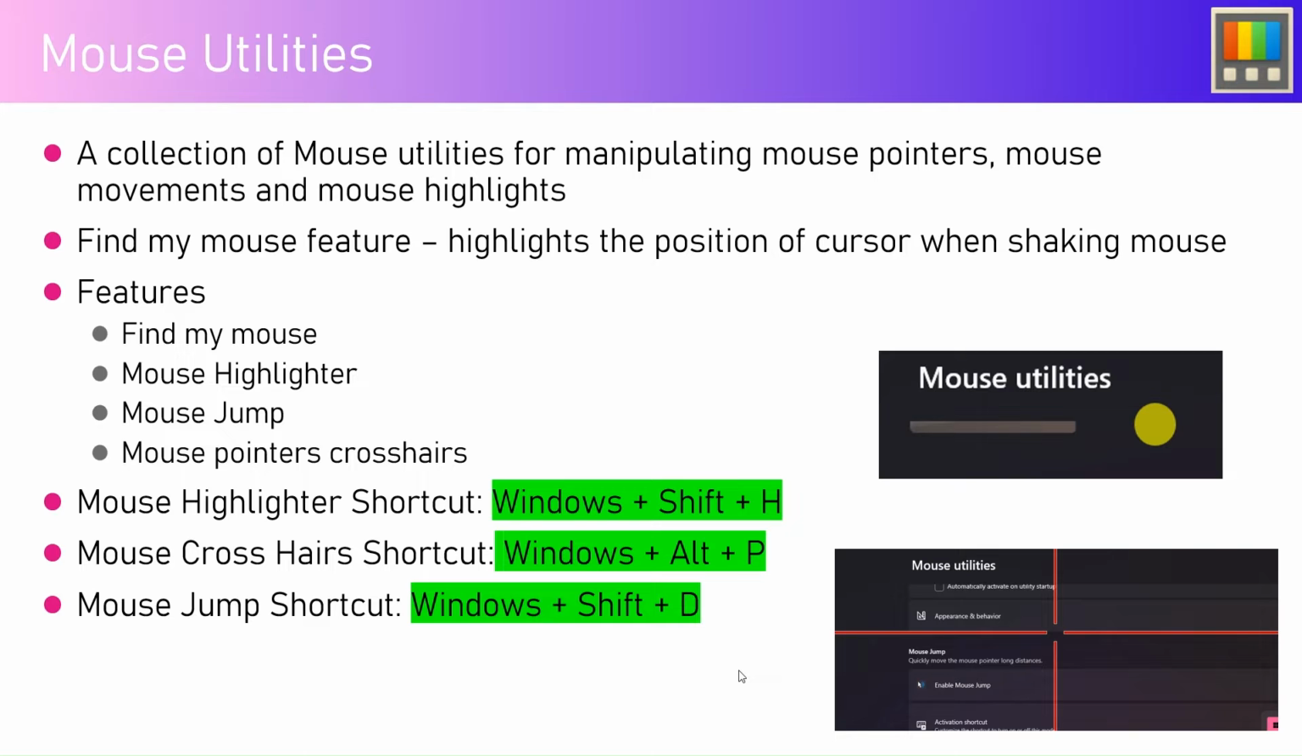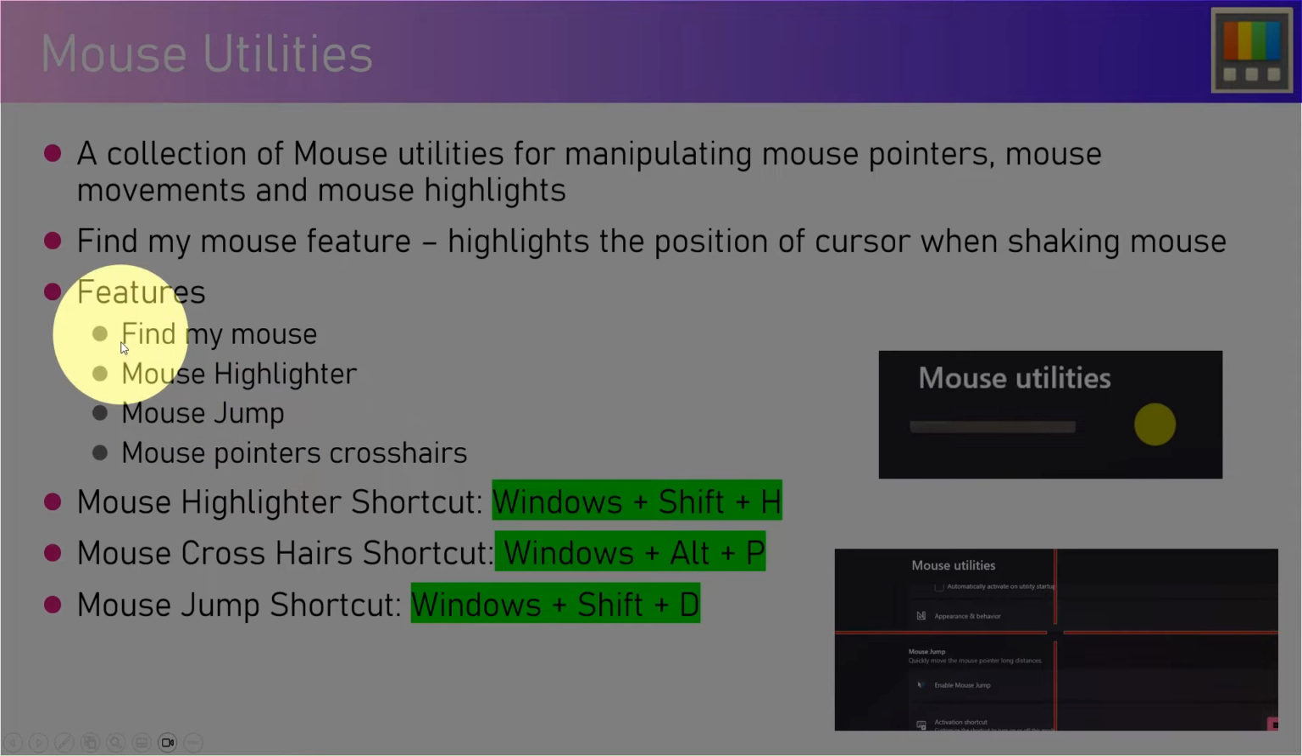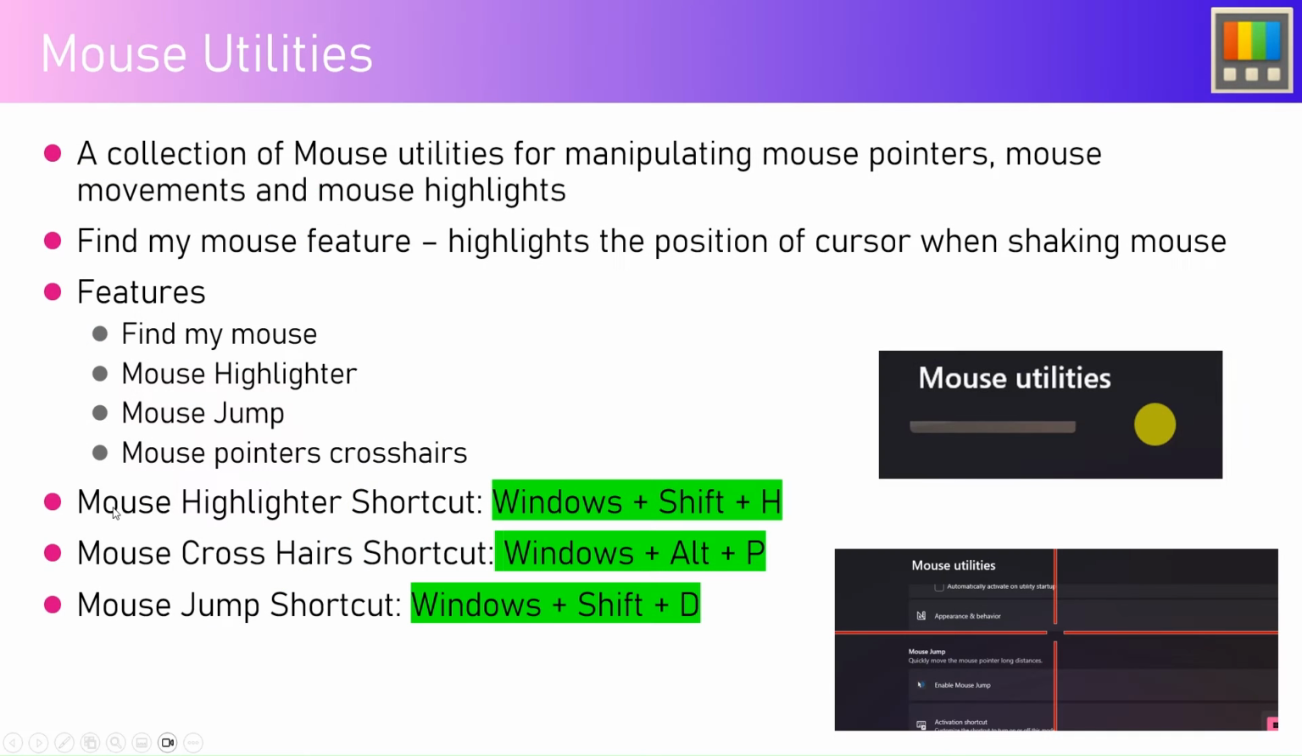Now, the features within mouse utilities are find my mouse, mouse highlighter, mouse jump, mouse pointer crosshair. As you see on the screen, I have highlighted something with the mouse pointer. I have activated my shortcut and that's why I'm able to show you this. Mouse highlighter shortcut, Windows Shift H; mouse crosshair shortcut, Windows Alt P; and mouse jump shortcut, Windows Shift T.